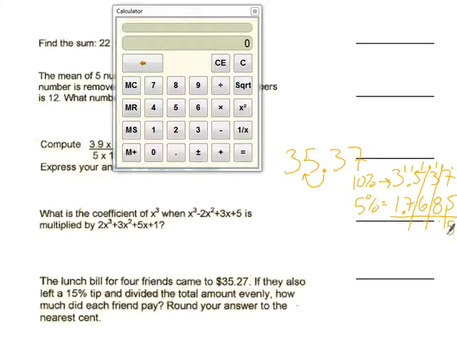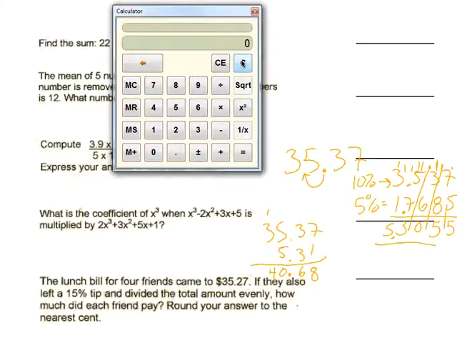All right, so let's add this time. 5, 15, carry the 1. So that is 10, carry the 1. 13, carry the 1. So that is $3, $4, $5. So we have $5.31 as my tip. Okay. So then we have $35.37, and we're adding my $5.31. So we have a total bill of $40.68. That must be divided by 4.